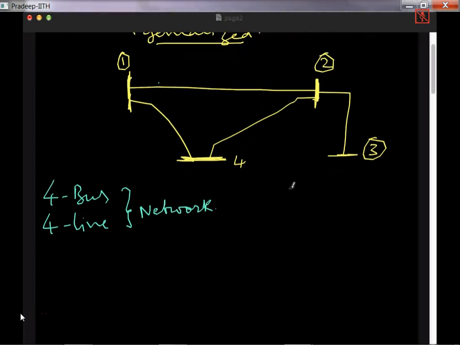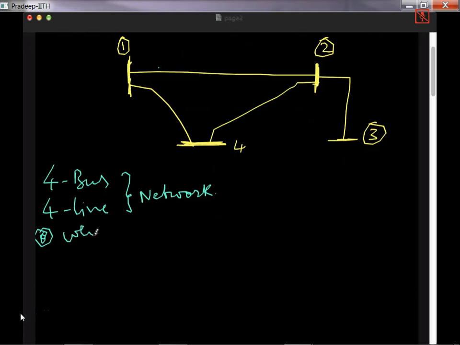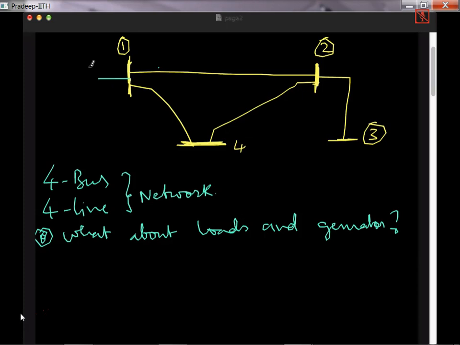Now you can ask a question: what about loads and generators? The answer is they may be connected. Let's say at bus number 1, there can be a generator. Let me temporarily draw a generator. At bus number 2, there can be a load. At bus number 3, there can be another load. At bus number 4, there can be a generator.